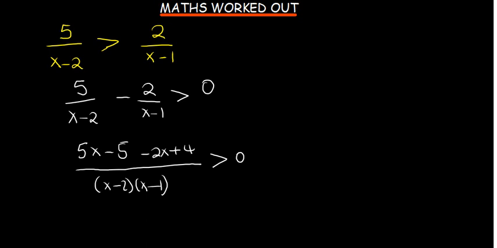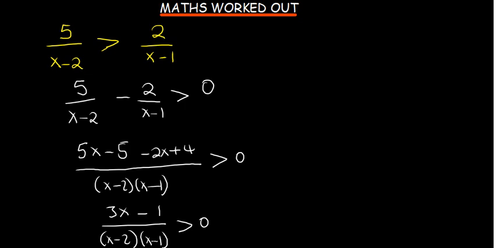You don't even need to start doing the multiplication. No, that's not necessary. So add like terms on top. 5x minus 2x, that will be 3x. Negative 5 plus 4, that will be negative 1, over x minus 2, x minus 1, greater than 0.